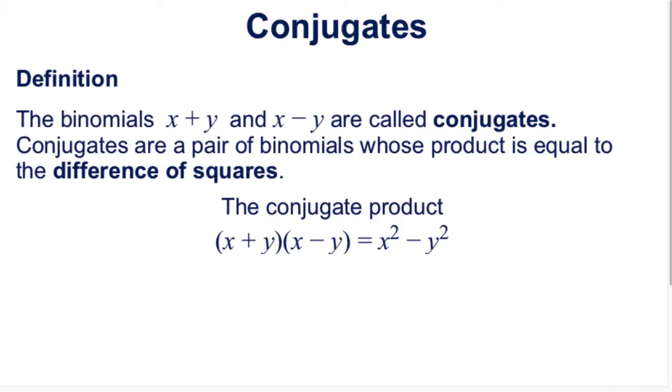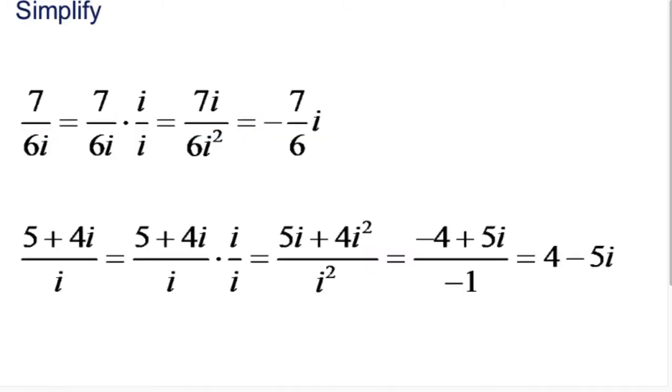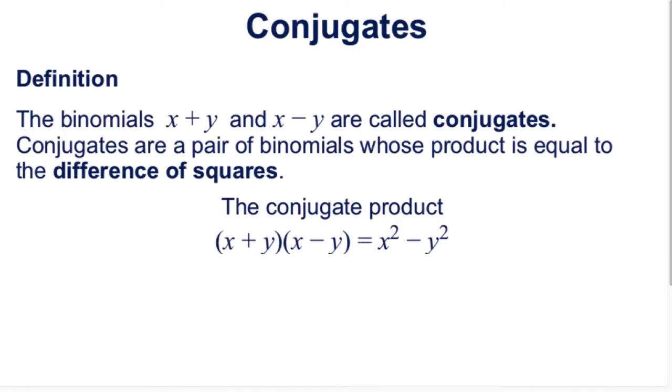Okay, so now the problem goes as far as the following. Sometimes you're not always just going to have one imaginary term in the denominator. Sometimes you'll have a denominator that's a complex number, which means the trick to that is to look for a conjugate. A conjugate is a pair of binomials that has a product equal to the difference of squares. So if you have x plus y, the conjugate is x minus y.